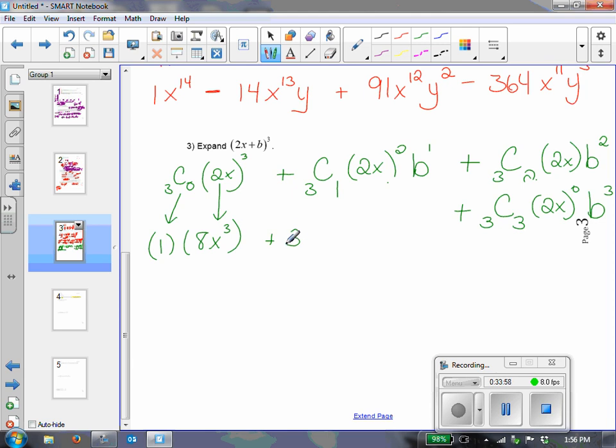Now what am I doing? I'm squaring the 2. So this is going to be 4x times b. You're right, sorry. I got so excited to square the coefficient, I totally forgot about the variable. 3 choose 2.